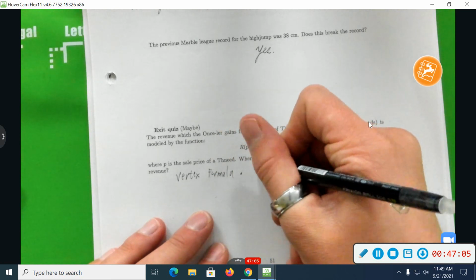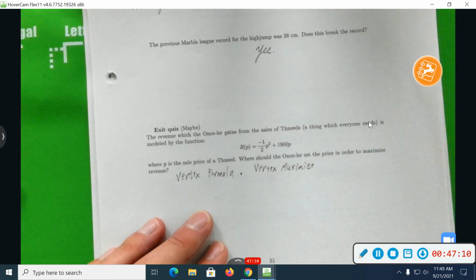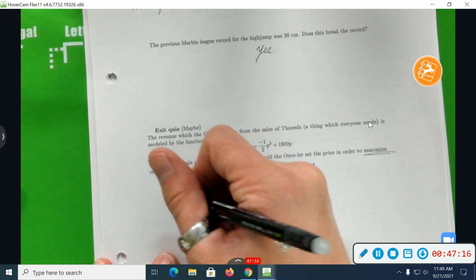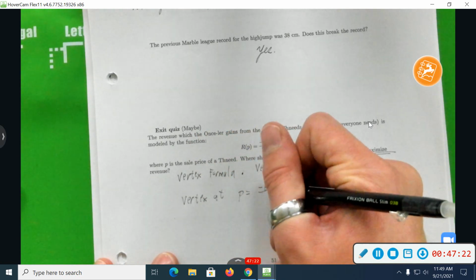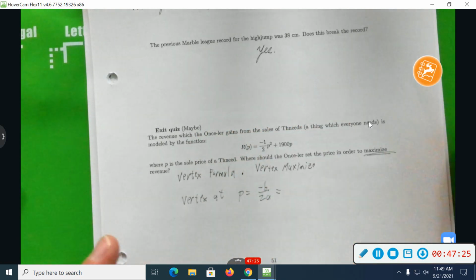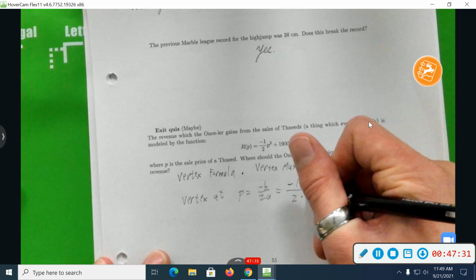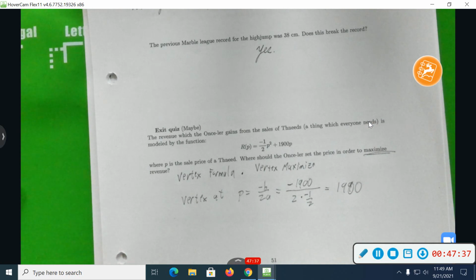So the first thing the vortex formula says is the vortex maximizes. And we want to maximize revenue. So the vortex is what we want to find. And we have this vortex formula that says the vortex is at P equal to negative B over 2A. And I think I won't finish the problem, but I'll write it down. So that's negative 1900 divided by 2 times negative 1/2. Oh, I guess I should just finish that. So, if the once law wants to maximize revenue, now, oh, that was the price. The once law should set the price of a single need to 1900.